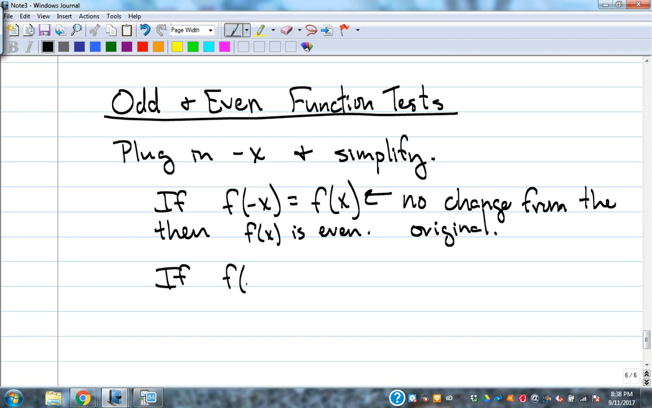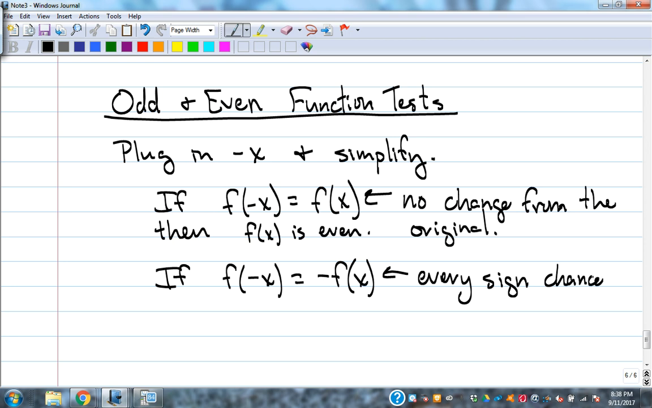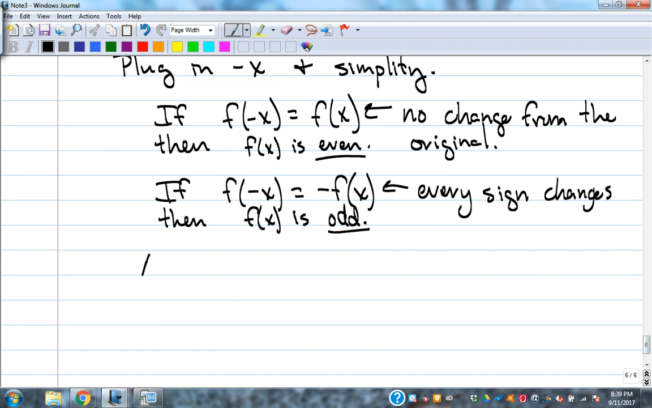If f of negative x is equal to negative f of x, every sign changes, then f of x is odd. It's got to go back to the original to be even. It's got to change everything to be odd. Anything else is neither. Any other case is neither.